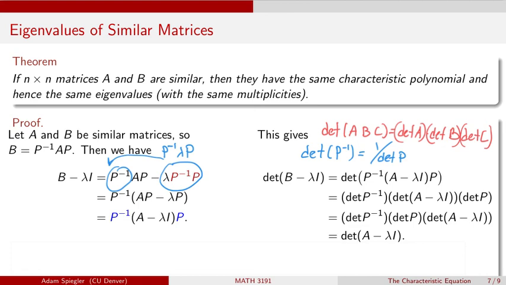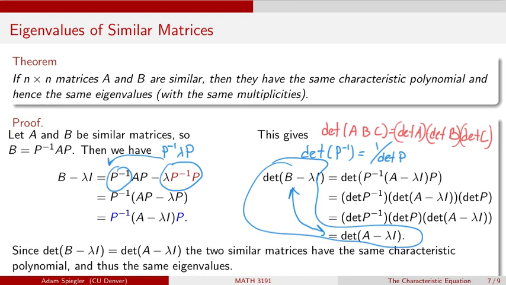So what we can see now is that these two characteristic polynomials are exactly the same. So therefore, the resulting characteristic equations for each of these matrices are going to be exactly the same. And therefore, we've proven that if two matrices A and B are similar, then those two matrices are going to have the same eigenvalues with the same multiplicities because their characteristic polynomials are exactly the same.